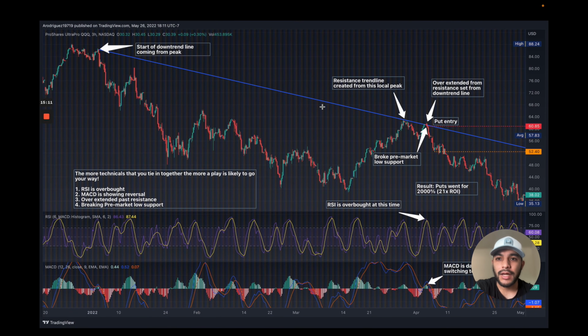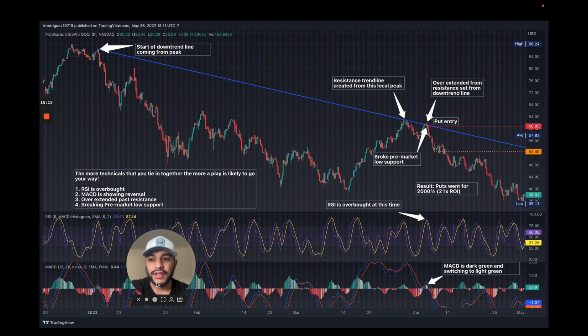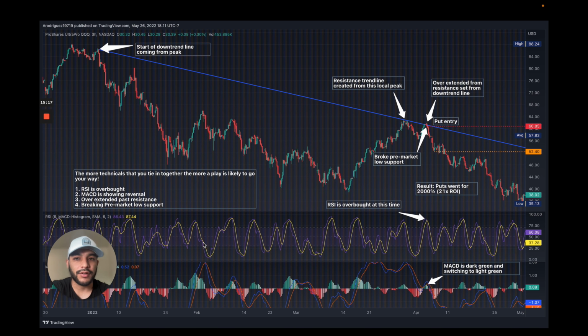So another example here is going to be involving more of the technicals. So move this back over here. So here we have trend lines. So I love to play trend lines, right? Things really respect trend lines. So we have a resistance trend line created from this local peak. So from this top to there, we have a trend, right?